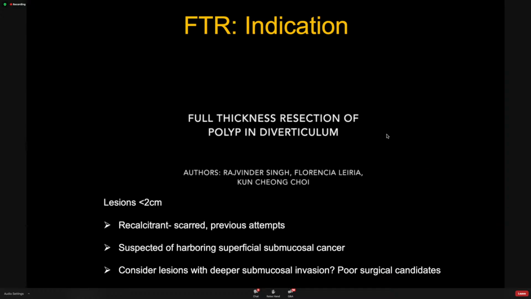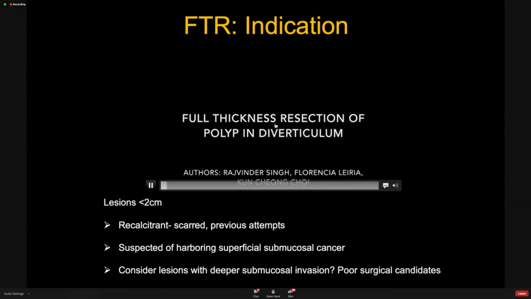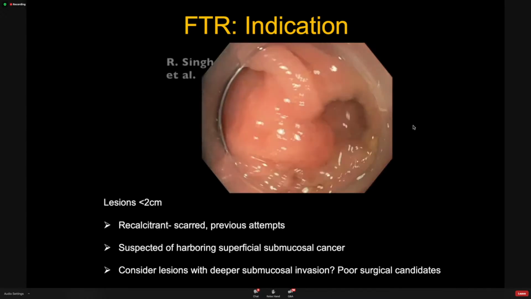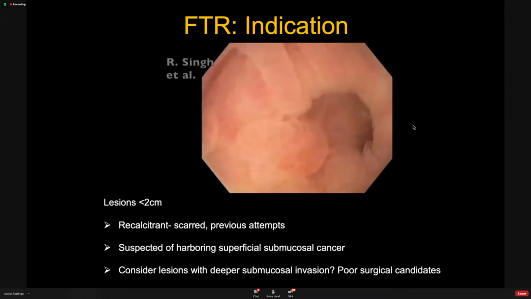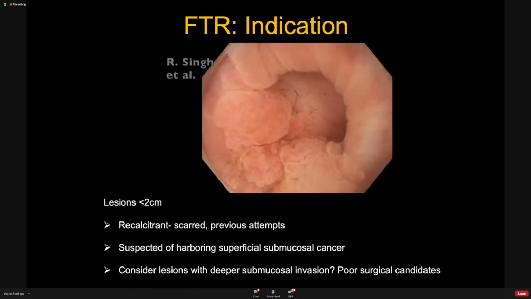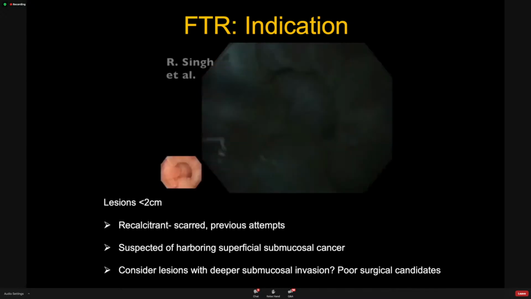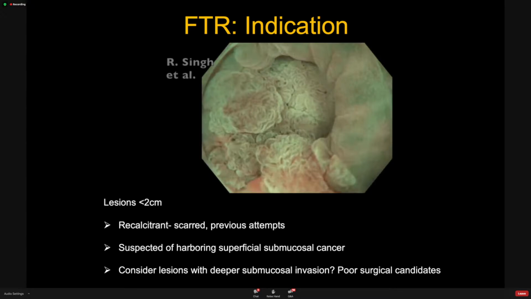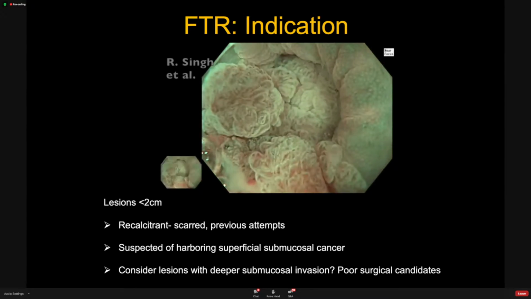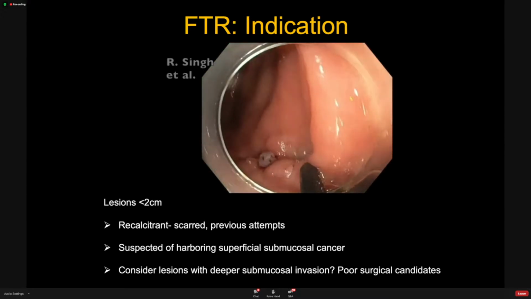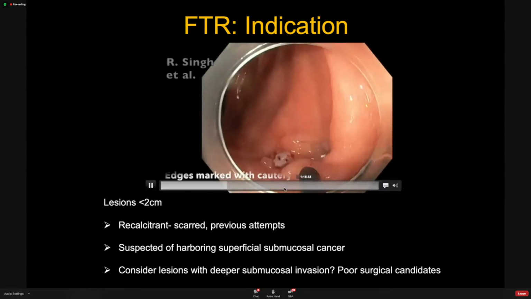Sometimes we can also use this full thickness resection device for polyps within a diverticulum. You can see this here. This is an example of a polyp which has extended into the diverticulum, best seen on narrow band imaging and using the underwater technique. It would be very difficult to get into the diverticulum using any means, EMR or ESD. In fact, it would be dangerous. So in this instance, we did the full thickness resection.